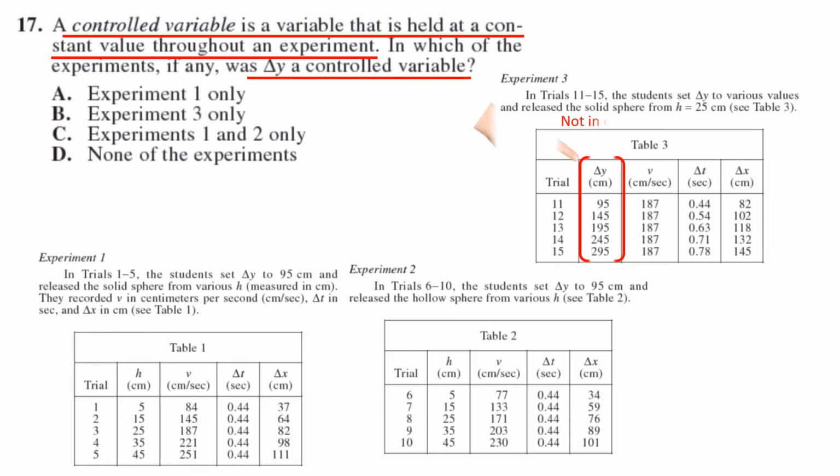And in our skimming, we saw that experiment 3, it was definitely not. They changed the height. So 3 is out. Then we go to experiment 1 and 2, tables 1 and 2. We see that the Y was set to a height of 95 centimeters. So it was controlled in experiments 1 and 2. So your answer is C.